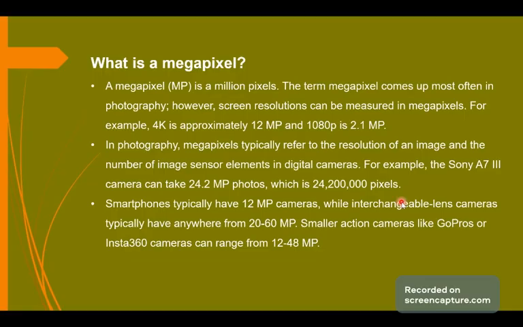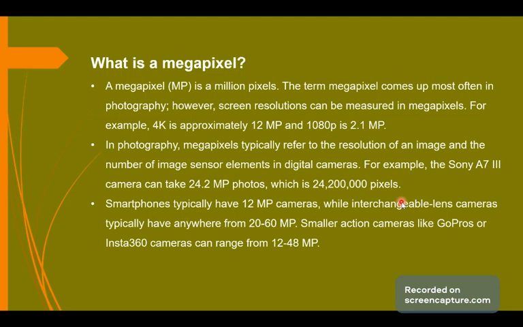What is a megapixel? A megapixel, in short MP, is a million pixels. The term megapixel comes up often in photography. However, screen resolutions can be measured in megapixels. For example, 4K is approximately 8 megapixels and 1080p is 2.1 megapixels. In photography, megapixels typically refer to the resolution of an image and the number of image sensor elements in digital cameras.